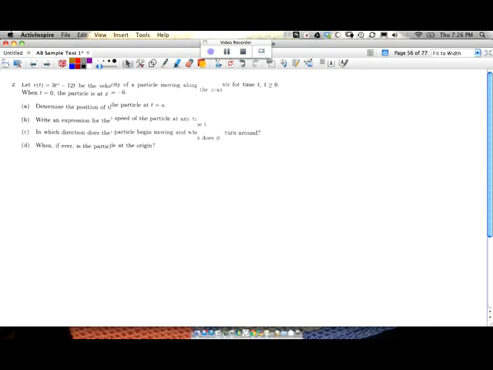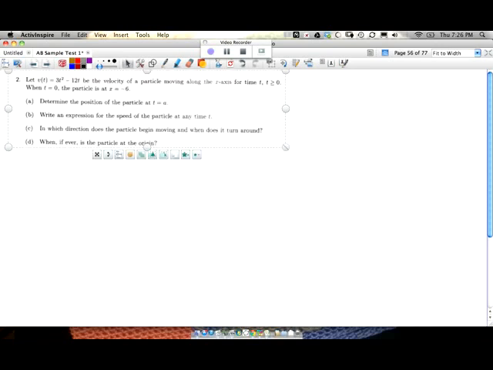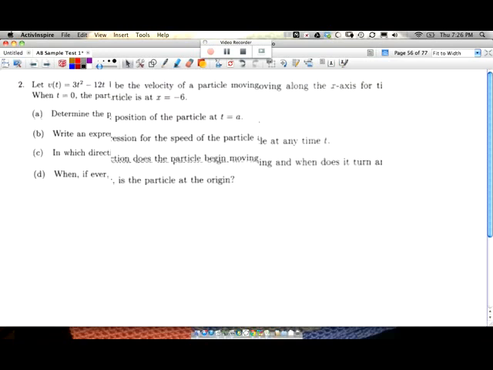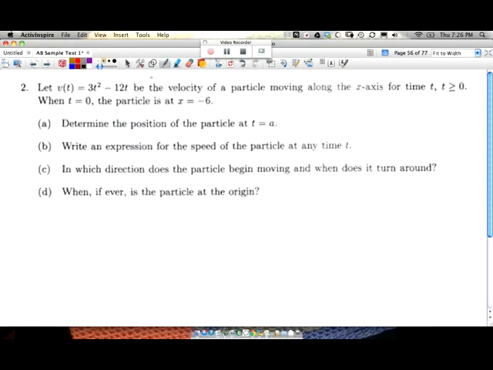This is a little more traditional type question. Actually very common. In fact, this is one that you would likely see on the current AP test. Alright, so here we start. It says let v of t be this. It's a particle moving along the x-axis, so we're going left and right, horizontal. When t equals 0, the particle is at x equals negative 6. In other words, x of 0 equals negative 6, or you could say s of 0 equals negative 6.